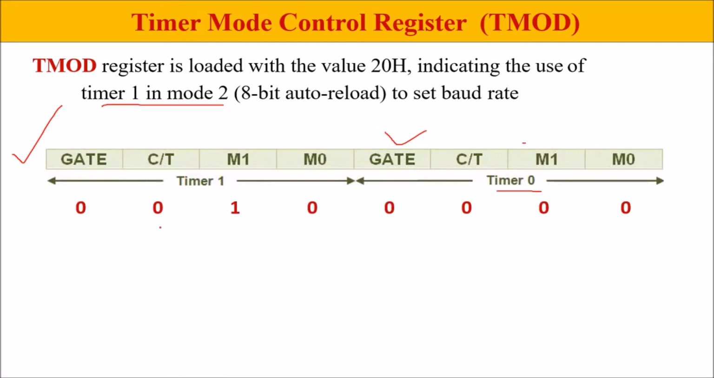So we'll initialize this register with this value. The Gate bit is 0. This is the counter or timer bit, and we are using it as a timer, so this bit is 0. For mode 2, we have to store 1 0 here. And these 4 bits are don't care. If you convert it into hex, you will get 20H. So 20H should be stored in the TMOD register to use timer 1 in mode 2.